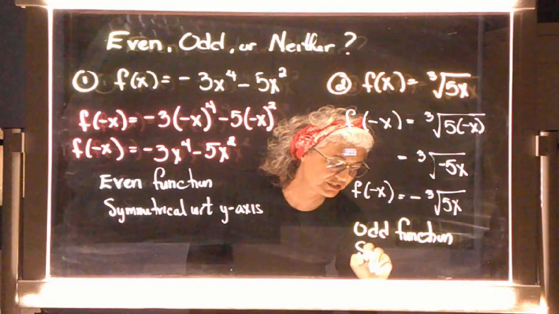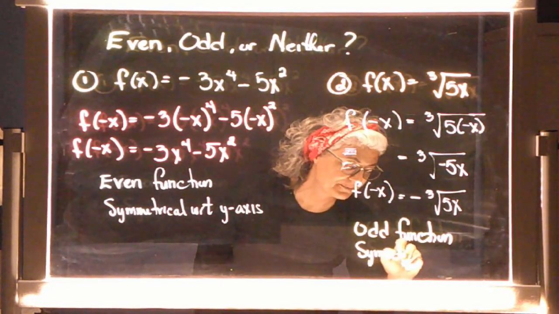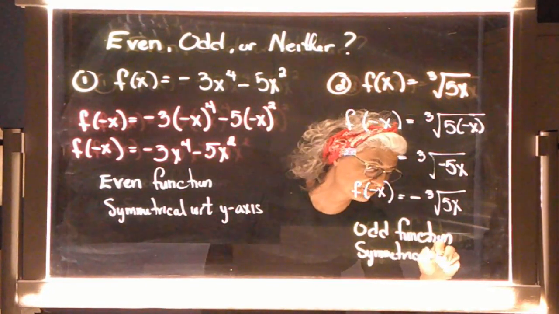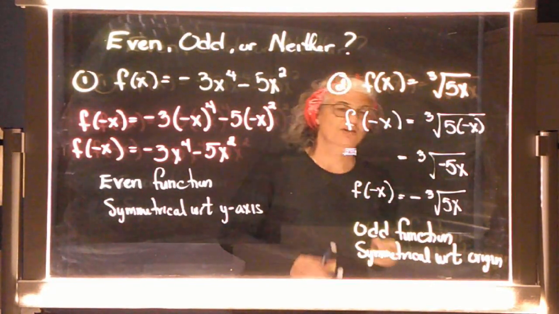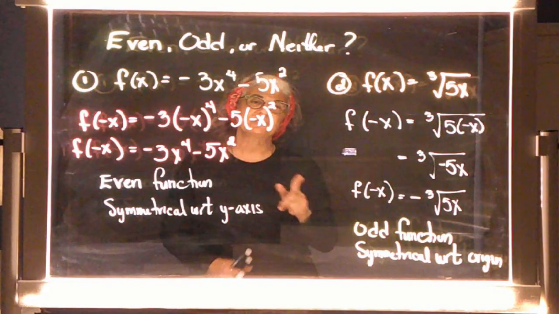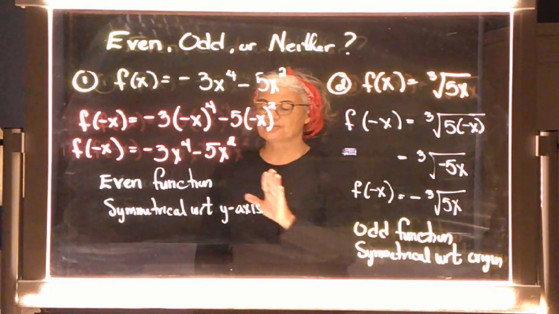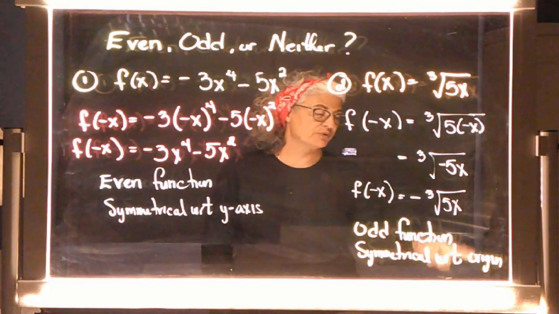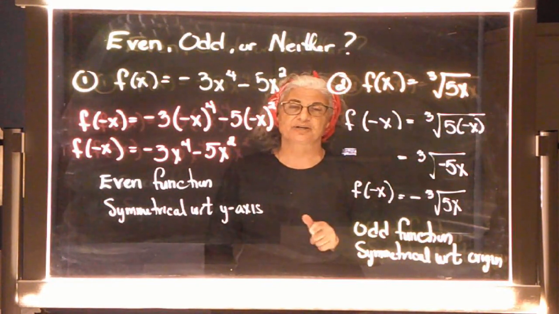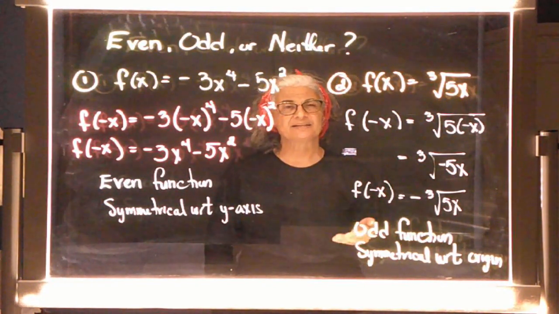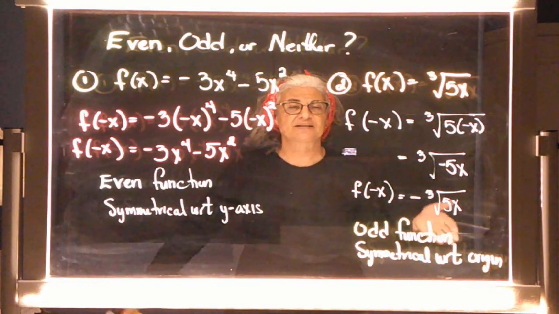And what kind of symmetry does it have? Yep, that's it. Symmetrical with respect to the origin. Cool? Now, do you notice I have either a y-axis symmetry or an origin symmetry? I don't have x-axis symmetry, do I? And you're like, well, why is that not true? Why don't I have x-axis symmetry?